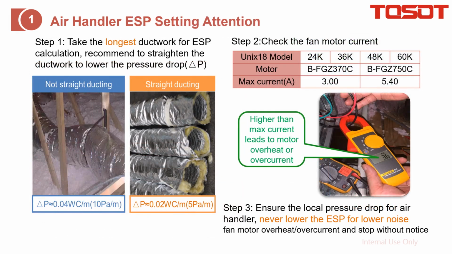This slide displays the attention points during ESP setting. First is to calculate the ESP, which is the pressure drop, and you need to check the longest ductwork for the calculation, and during that we recommend making the ductwork as straight as possible. This can lower the pressure drop.